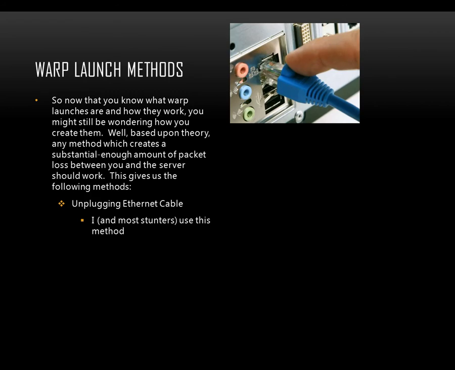Essentially, all that you do is you unplug your Ethernet cable, which is the cable you get your internet through, for a certain period of time, usually less than a second. And in this time, you have 100% packet loss, and thus warp. Yeah, there's not very many problems with this method. You can wear down your Ethernet cable if you do it too much. You can unplug it either from the router or from the back of your computer, whatever's easiest for you. You shouldn't lose internet connection as long as you don't unplug it for too long.